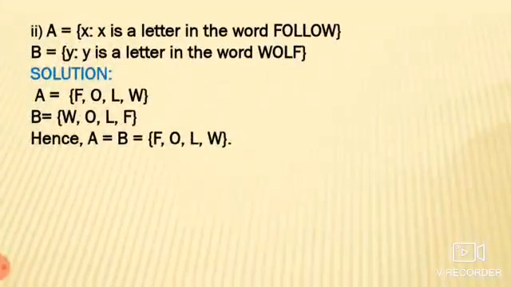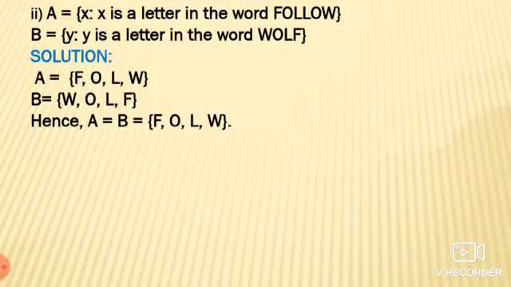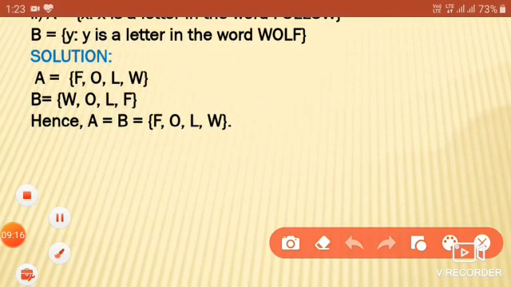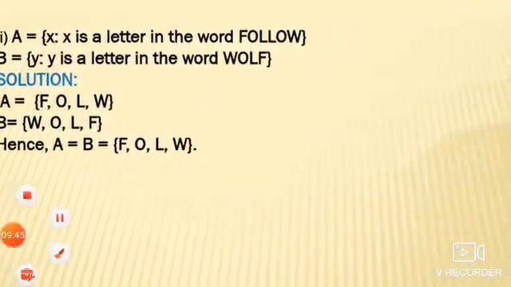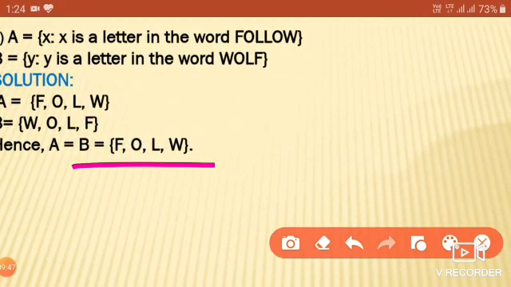Next, A is {x : x is a letter in the word FOLLOW}. Now, next, B is {y : y is a letter in the word WOLF}. Now, what is A? A is {F, O, L, W}. That is, you will write all the letters once, isn't it? So, FOLW, and the letters in the word WOLF are W, O, L, F. Now, here A is equal to B. You can say that A is equal to B.